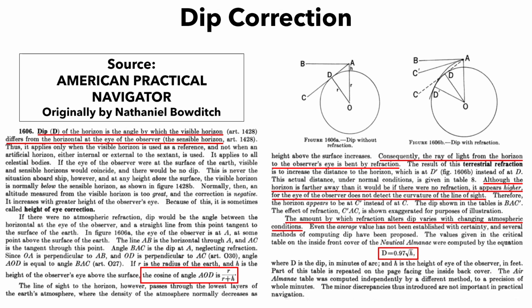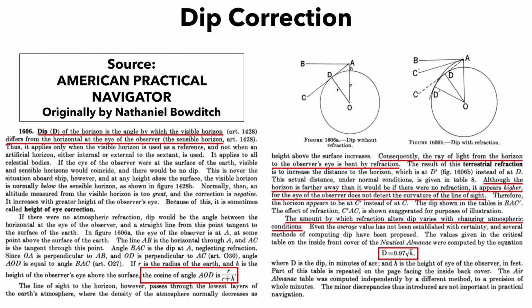But the main things to take away from this are: the dip of the horizon is the angle by which the visible horizon differs from the horizontal at the eye of the observer, which they are calling sensible horizon, and that's the angle that we're correcting for.